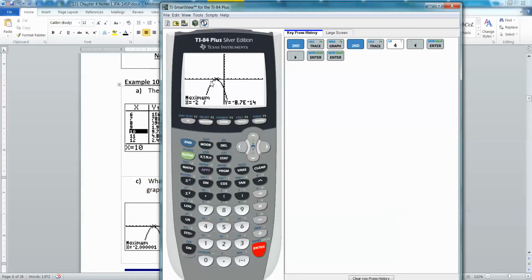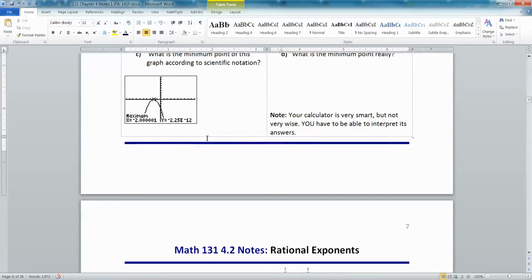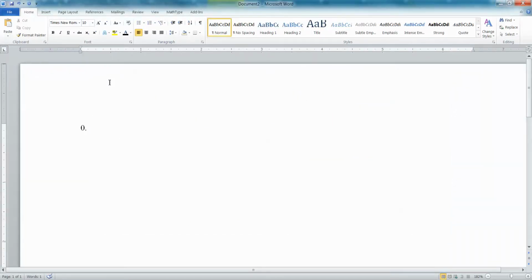It didn't make the same mistake as it did before, but that's okay. It made its own mistake. You can see the mistake it made in the notes where it did 2.00001 because it's not that bright of a calculator. And here it's saying -8.7e-14. Okay, so think about what that looks like. -8.7e-14 is 0.000000000000087. In other words, it's basically zero, right?